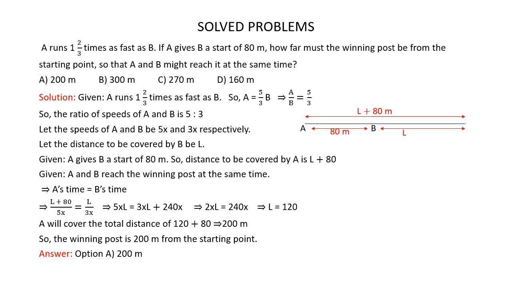So if L is equal to 120, then A will cover a total distance of L plus 80, which is 120 plus 80, which is 200 meters. So A starts from the starting point and covers 200 meters to reach the winning post. So the winning post is 200 meters from the starting point. So the correct answer is option A, 200 meters.